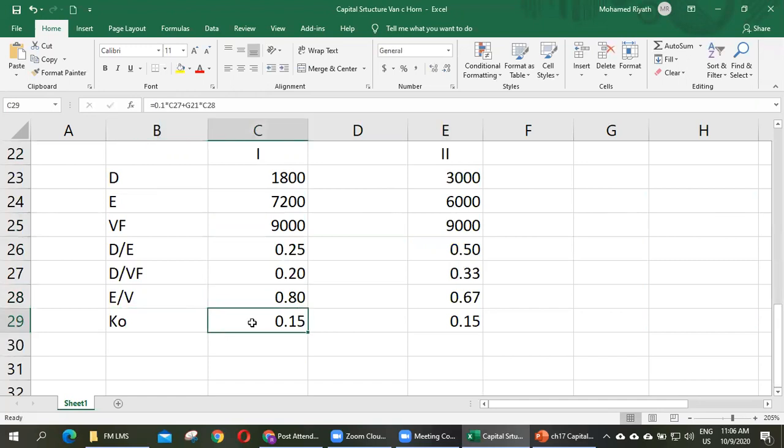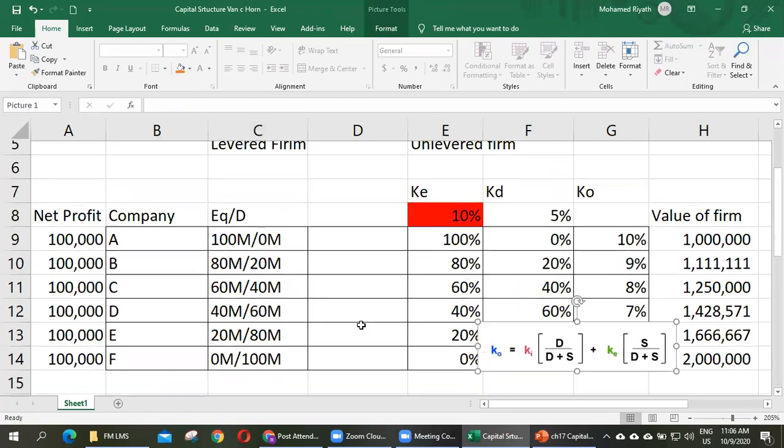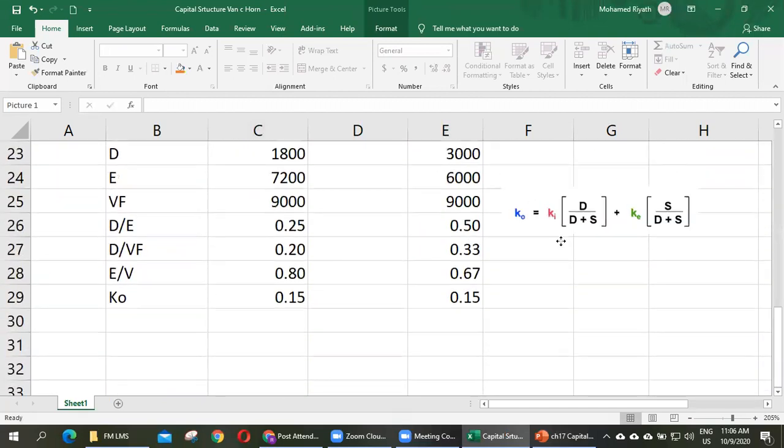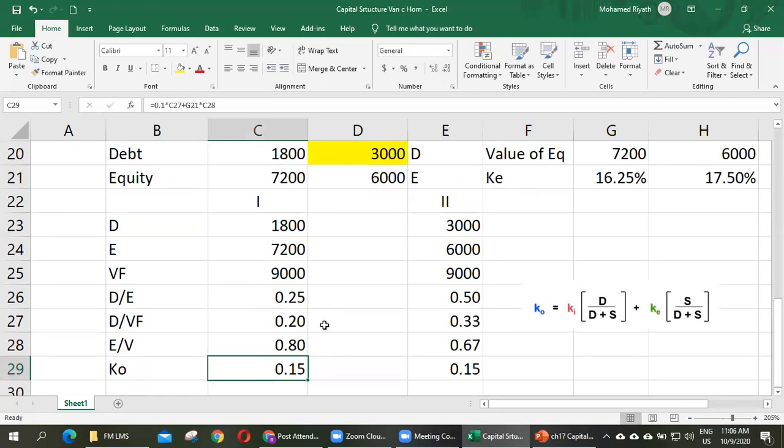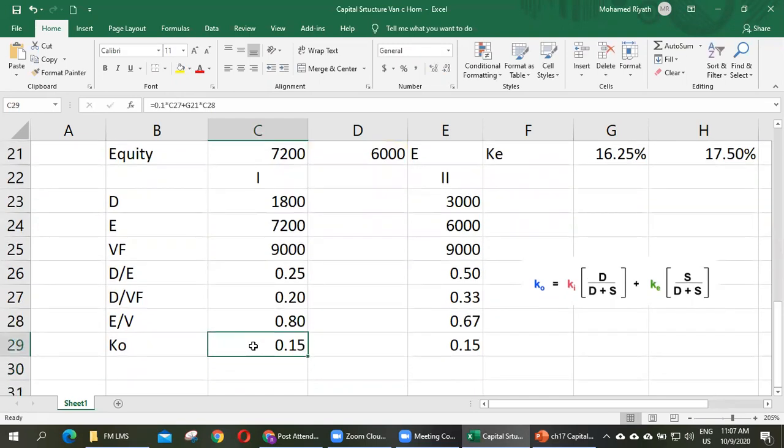And we have calculated the overall cost of capital as 15. How do we calculate the overall cost of capital? Using this formula. Okay. So overall cost of capital equals, how do we get it? Kd is how much? It's 10%. So 0.1 into debt over value of the firm, plus cost of equity. In the earlier situation, the cost of equity is 16.25 into share capital over value of the firm, equity over value of the firm, like this. Then the overall cost of capital is equal to 15.